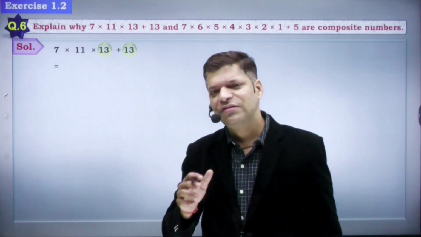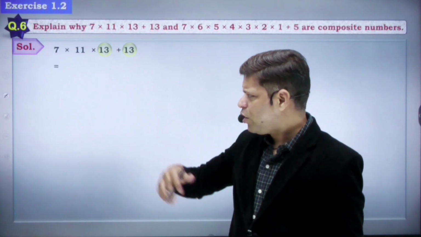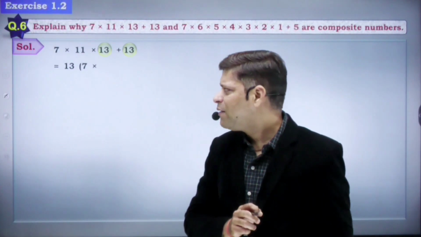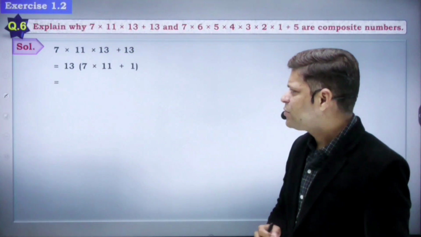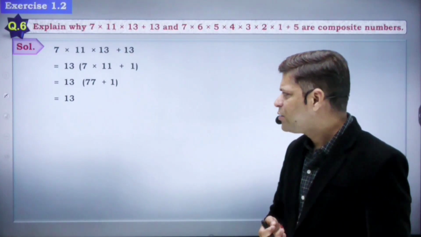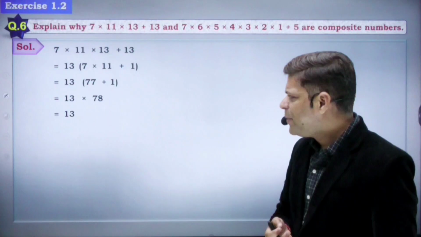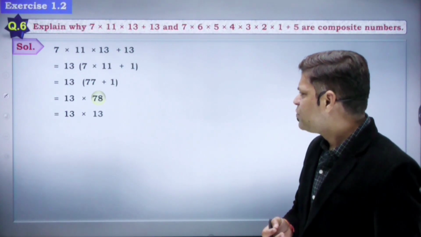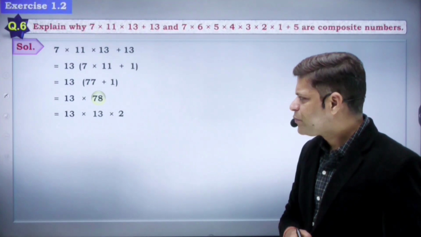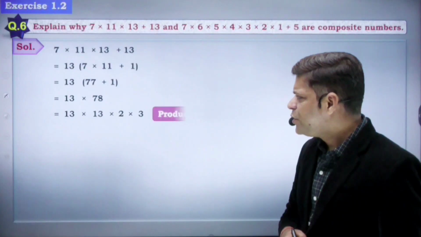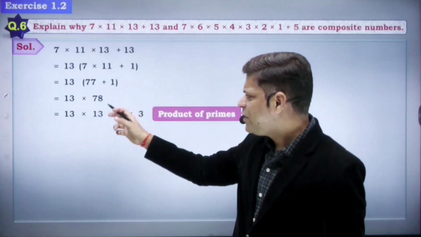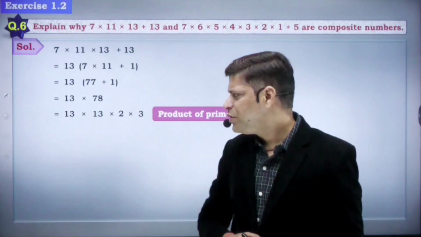In this number we can see that 13 is common. So we will take the common 13, and in the bracket we will have 7 into 11 plus 1. So 13 into 77 plus 1, that is 13 into 78. The prime factorization of 78 is 13 into 2 into 3, right? So 78 can be written as 13 into 2 into 3.